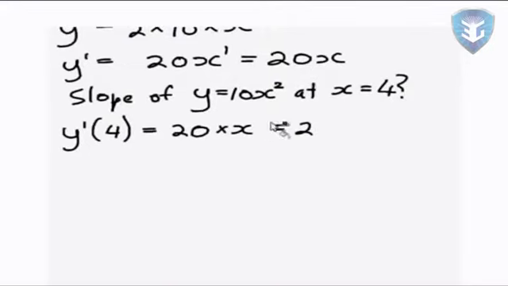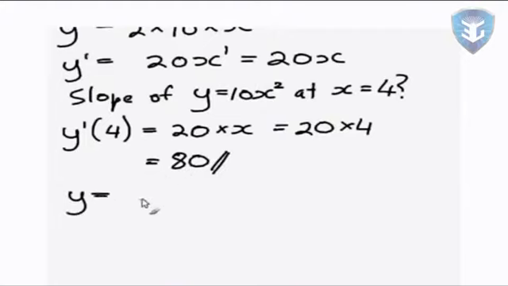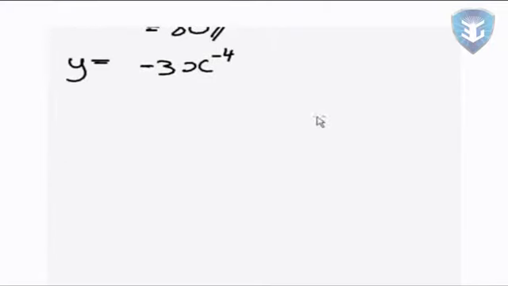Now I'm just rubbing out the power of 1 because we don't really need to indicate it. 20 times 4, and 20 times 4 is 80. So the slope of our graph is going to be 80 at x equals 4. So that's one of the many uses you can use derivatives for. That's not the only rule of differentiation there is, but I'm going to practice a little bit more with it first to get comfortable.